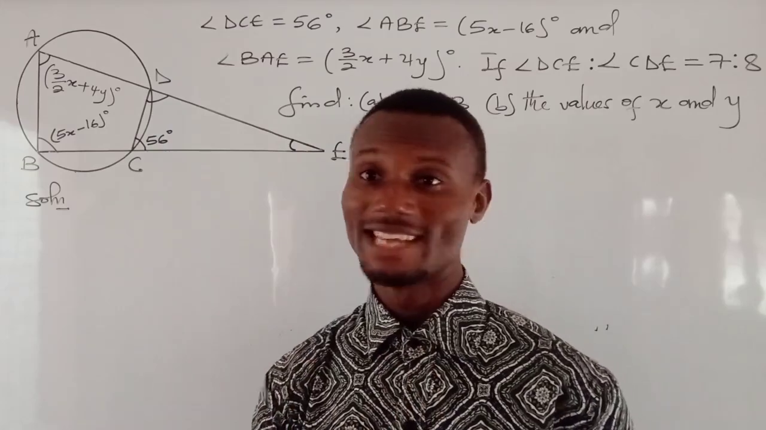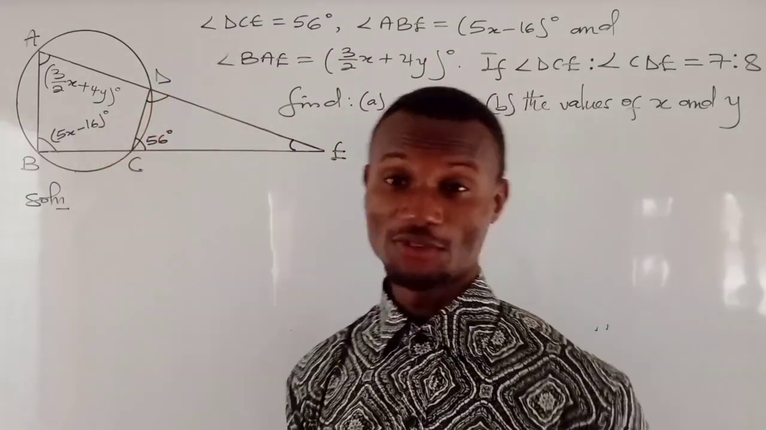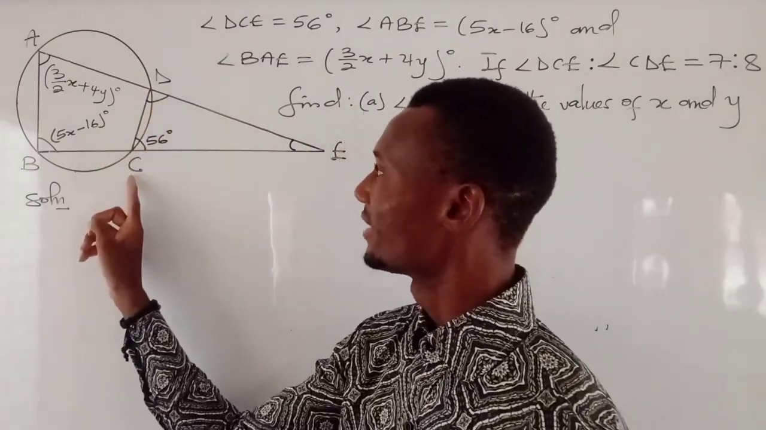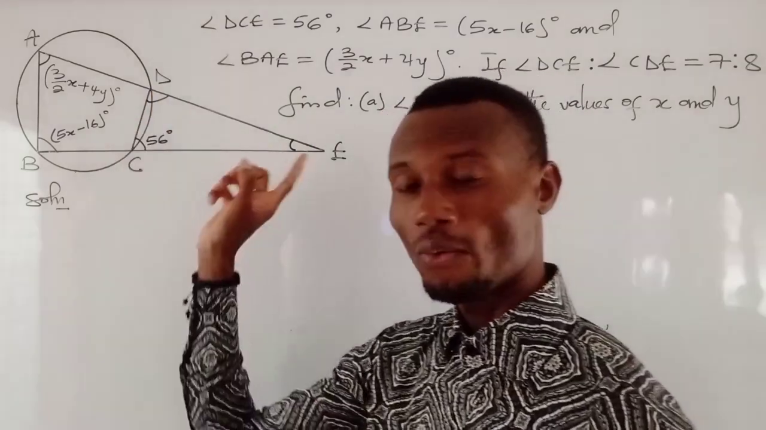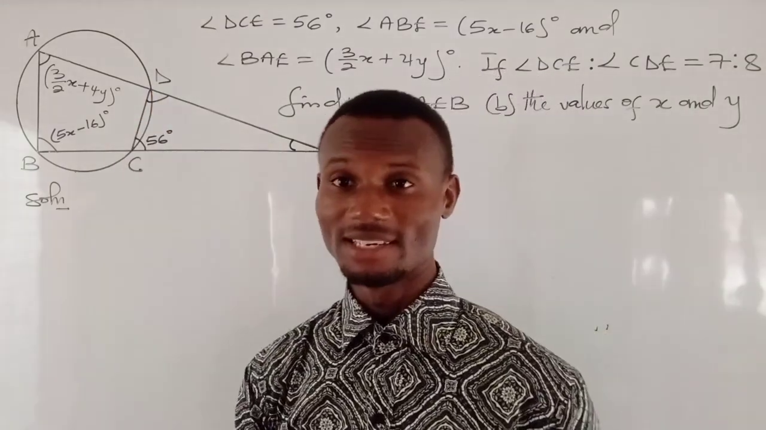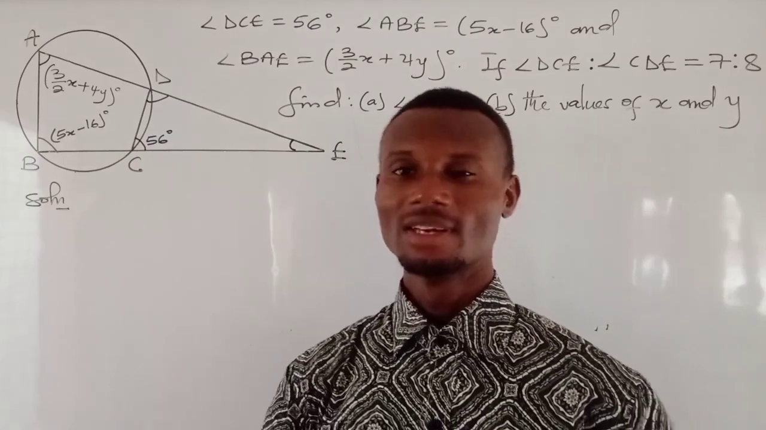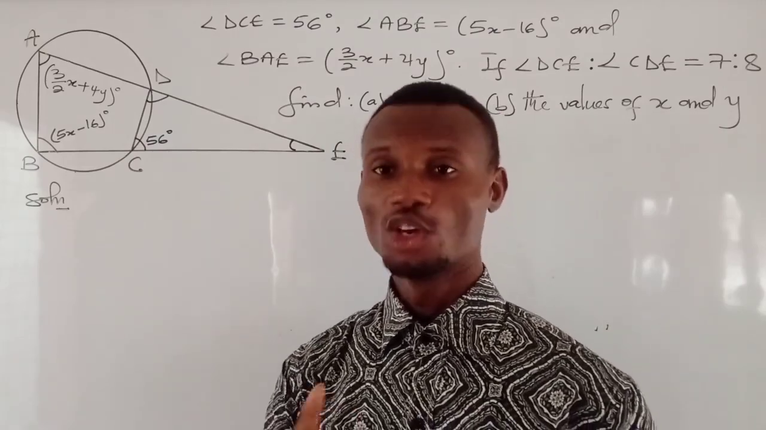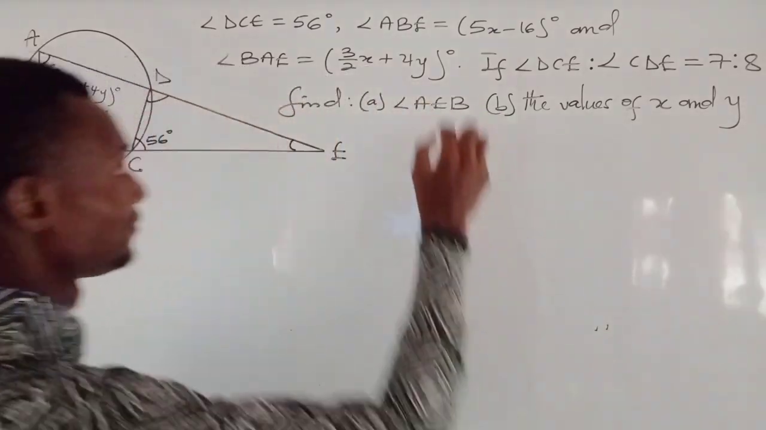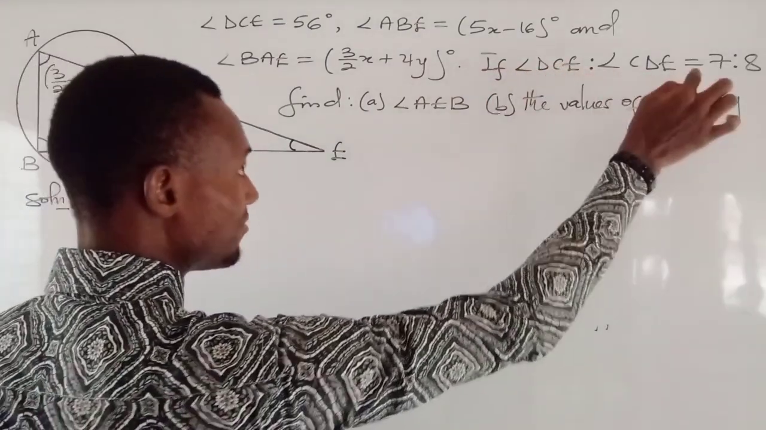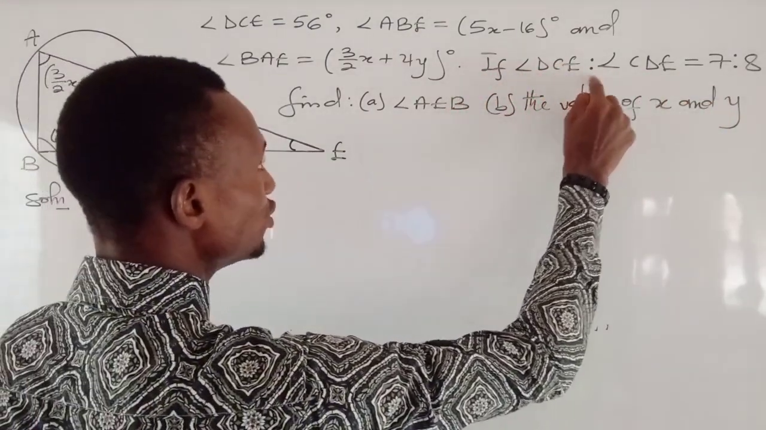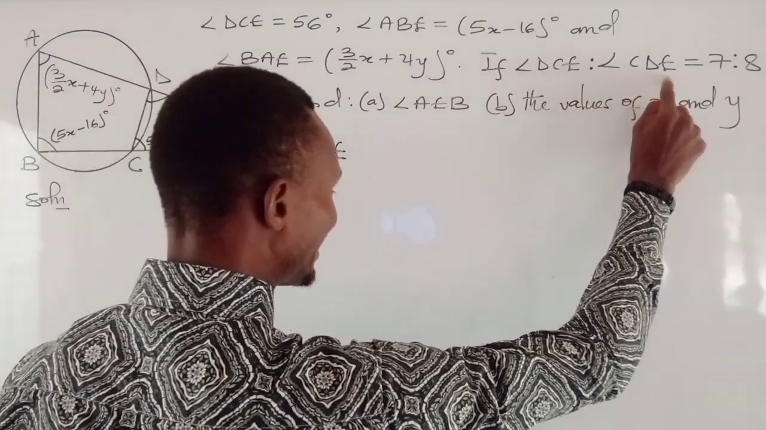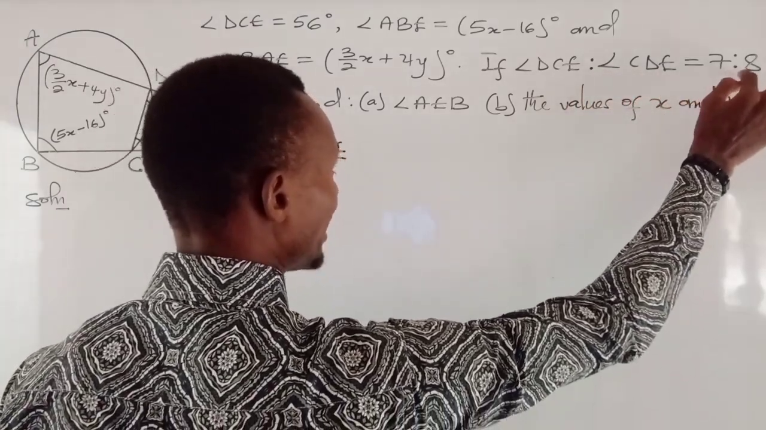So the first thing is that we need to find the angle which is formed here, which is the angle CDE. Now from the question, something has been given that will help us find the angle CDE. So we are going to make use of that, and that is the information given here. It says that angle DCE to angle CDE is equal to 7:8.